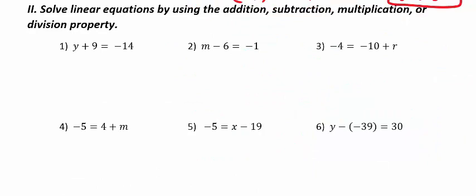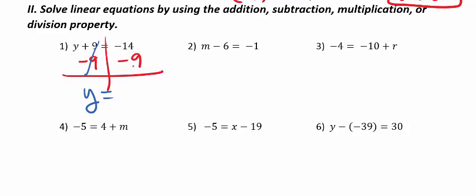In part 2, we're going to solve linear equations by using the addition, subtraction, multiplication, or division property. Well, number 1, our goal is to get y all by itself. And with y here, we have a plus 9. So we're going to do the opposite and subtract 9 from both sides. Whatever we do to one side of an equation, we have to do to the other. So when I do 9 minus 9 over here, y is alone, and -14 minus 9 is going to be -23.